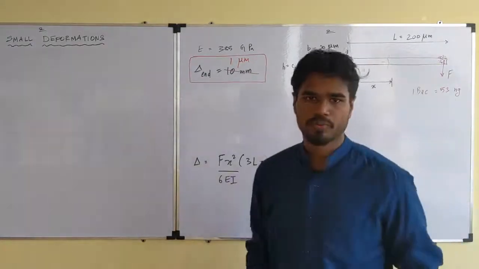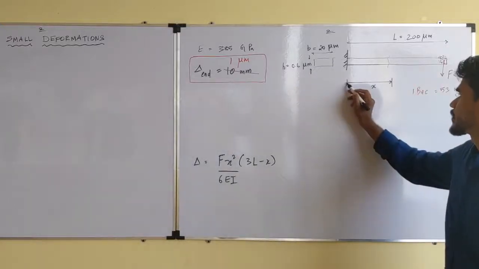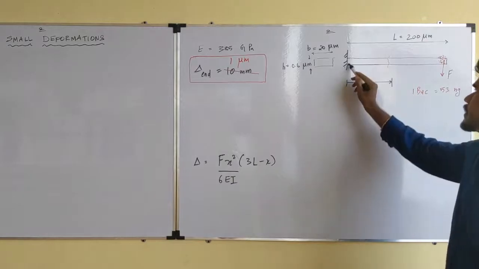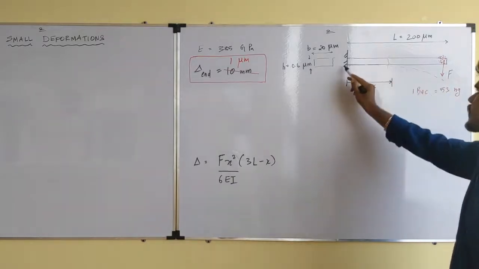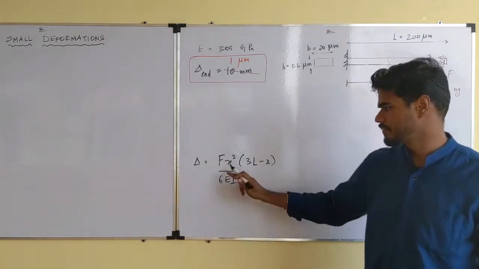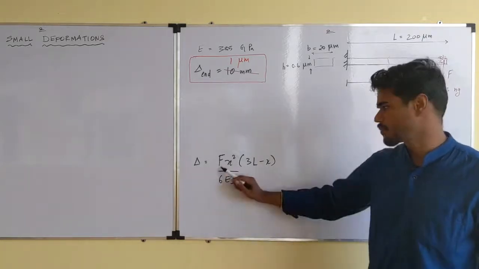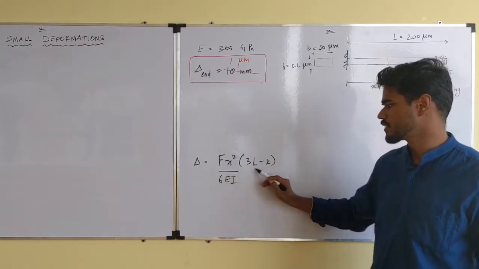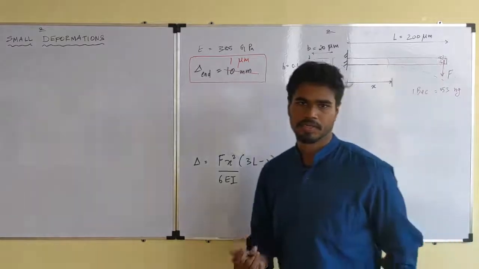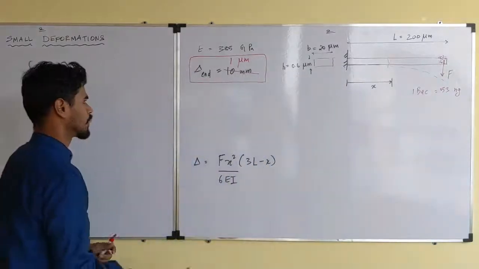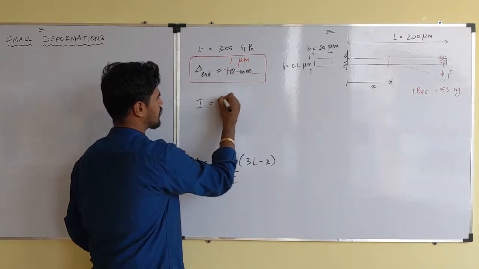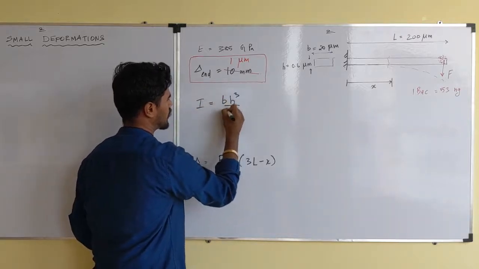Additionally, if you measure X from the fixed end of the cantilever beam, the deflection is a function of X. That particular function is also given here. Deflection delta as a function of X is given by this. It depends on the amount of force, on X, on the length of the beam, E and I. I is the moment of inertia of the cantilever beam. For a rectangular cross section, I is BH cubed by 12.